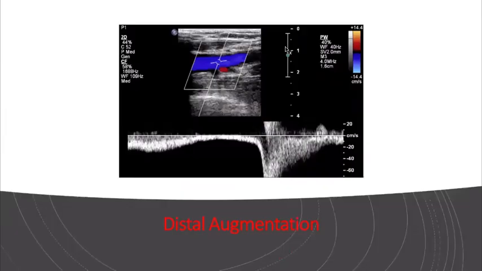So I'm talking about this here. To perform this picture, I placed my hand distal to the transducer and I gave the leg a nice squeeze, and then I saw that augmentation. So this is what you do when you're looking for a blood clot.